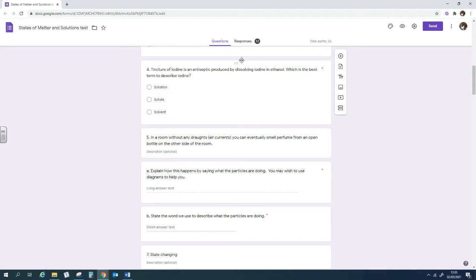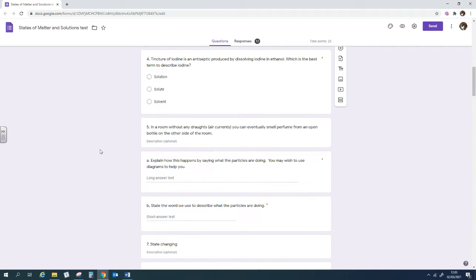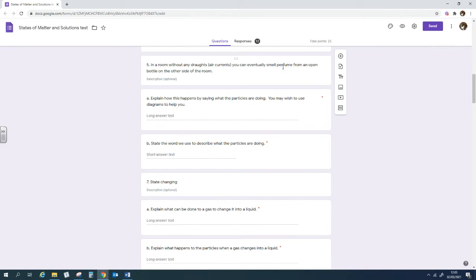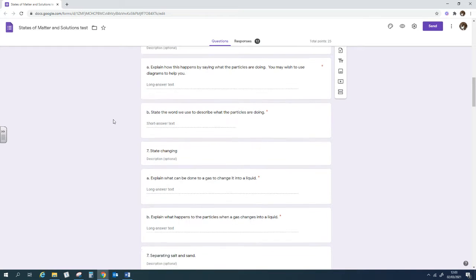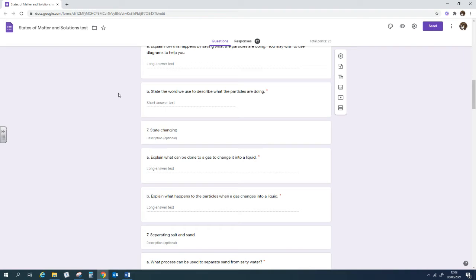Tincture of iodine is antiseptic. So if we dissolve a solid in a liquid, the solid is the solute. Without any drafts, why can you smell perfume in an open bottle in an open room? It's because the particles of the perfume diffuse across the air and mix with particles of the air. That's the word that we're using, diffusion. State the word we use to describe what the particles are doing: diffusion.